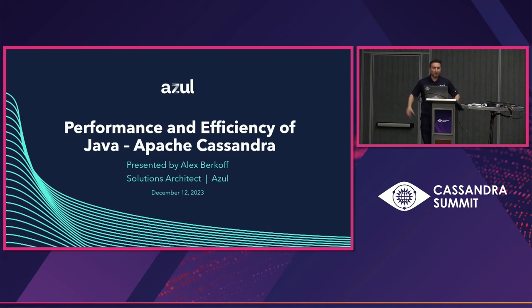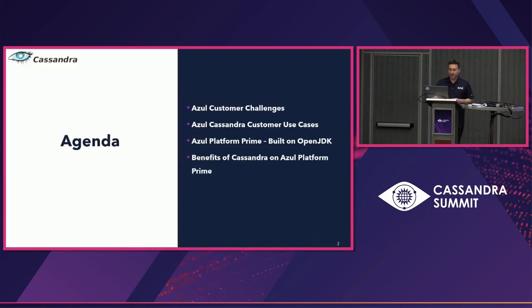So I work for Azul. Azul is a purveyor of Java, a platform that is used ubiquitously across the enterprise for all sorts of use cases. And primarily, we're here to learn about how exactly Java can be applied to the Cassandra use case. And that's what we're going to be talking about here today.